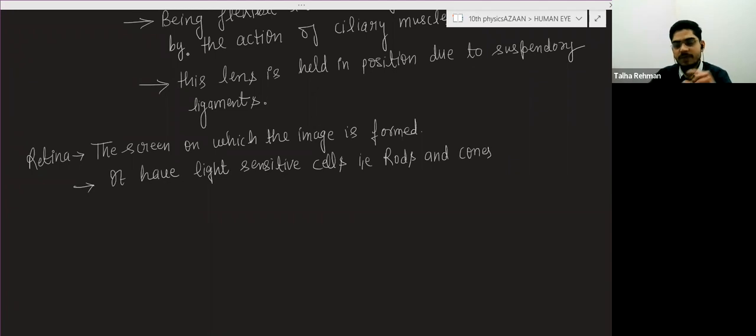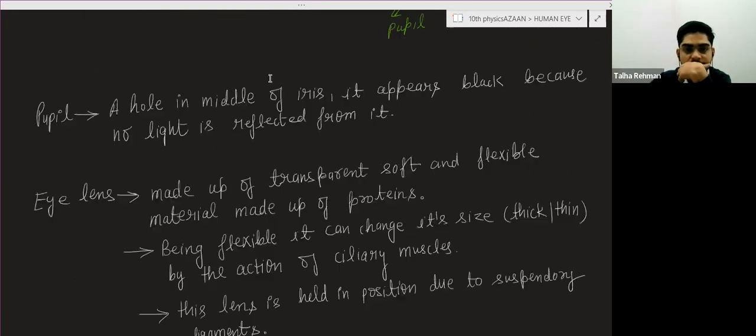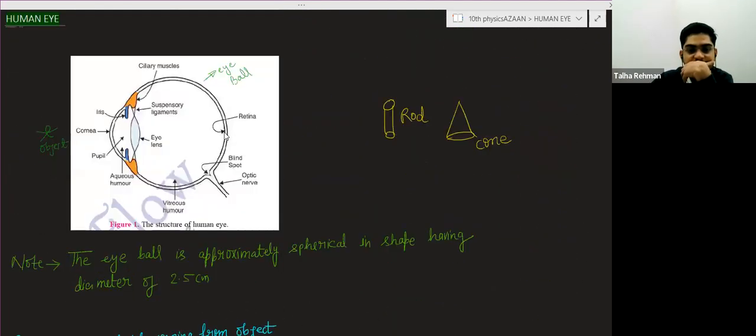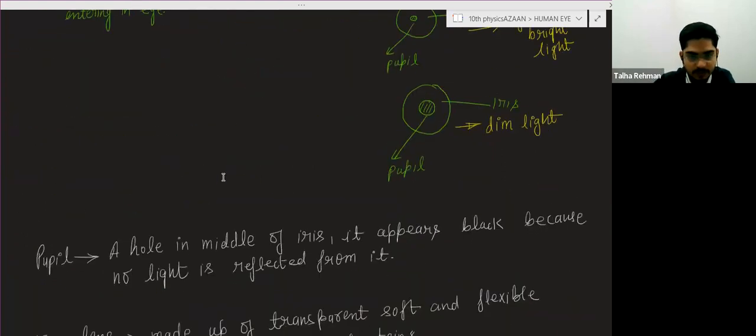So basically, when the image is formed on the retina, these cells get activated and process the image. Or you can say they convert that image into electrical signals and send those electrical signals to the brain through the optic nerve. Okay, so this is the retina, and here light sensitive cells get activated, and this is the optic nerve. So through this optic nerve, electrical signals generated by the rods and cones are sent to the brain.